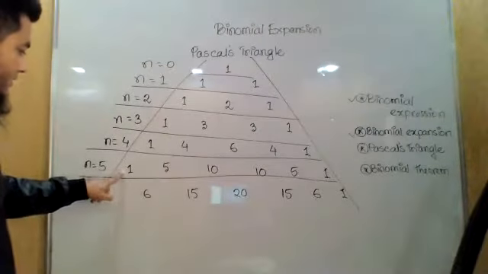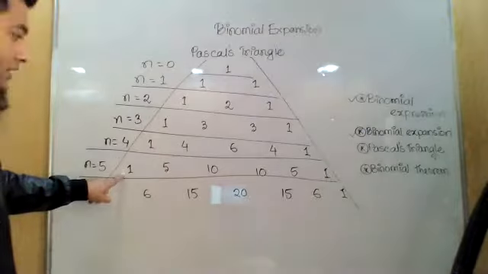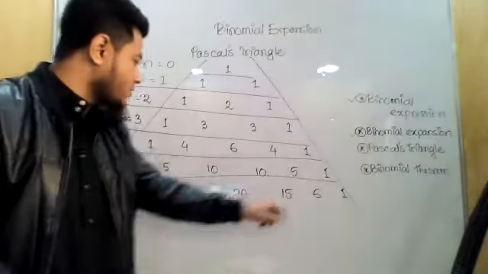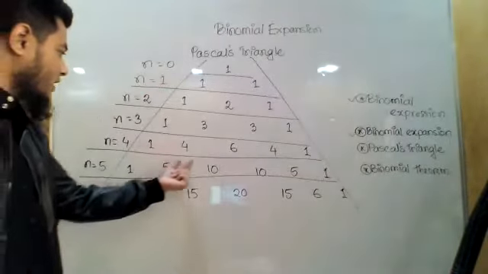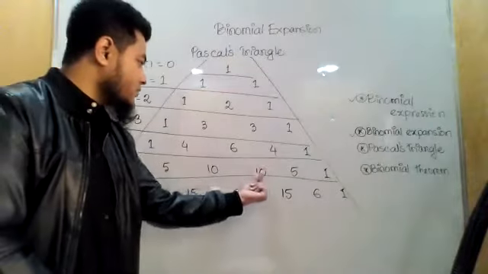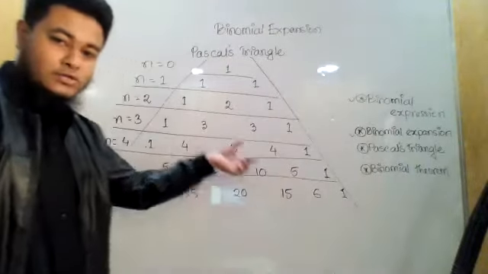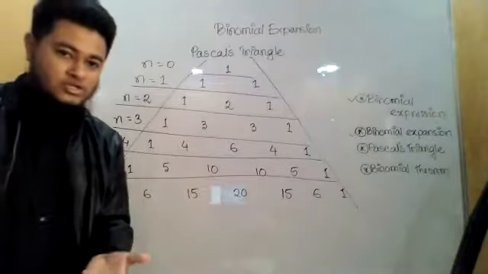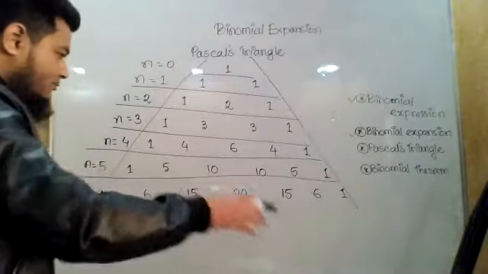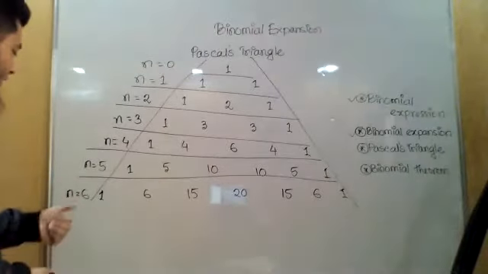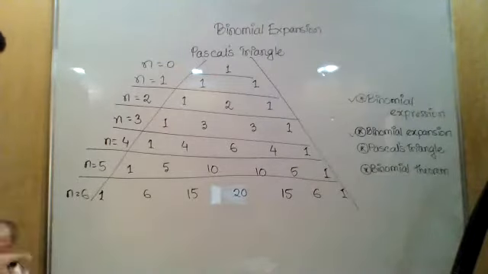In the next line we have written 1 and another 1, and in between 4 plus 1 is 5, 6 plus 4 is 10, 6 plus 4 is 10, 4 plus 1 is 5. So if you just know the addition, then you can extend it up to infinity, right? I have just shown you till n equal to 6.